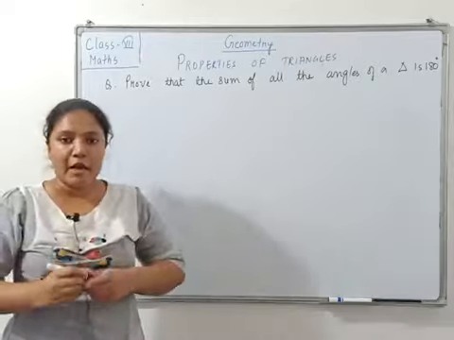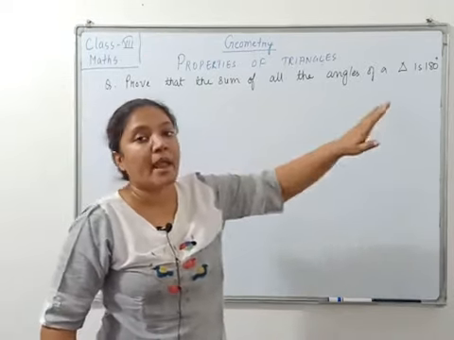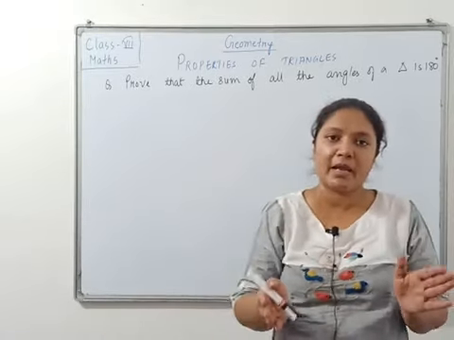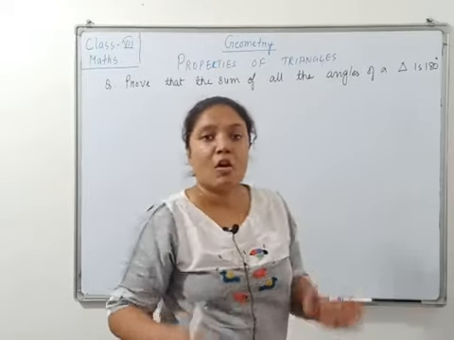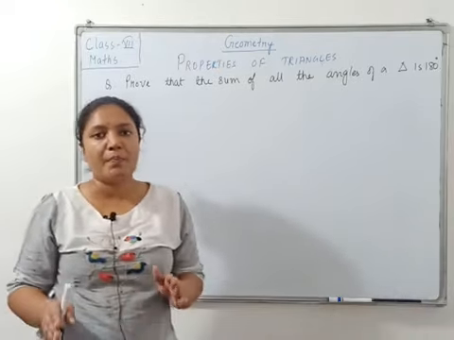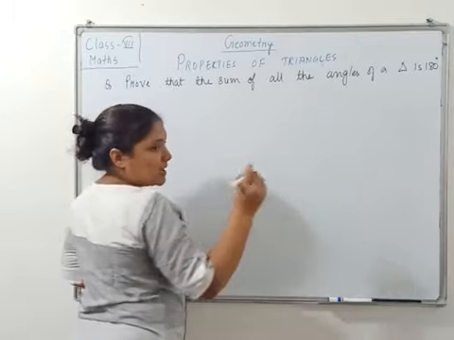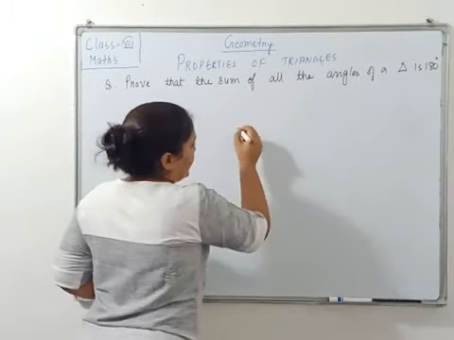Before I start this theorem, that is, before I prove that when we add all the three angles of a triangle it is 180 degrees, let us recall the corresponding angles and alternate angles which we did in our previous chapter, chapter 9. When two lines are parallel, this is a quick revision for you.